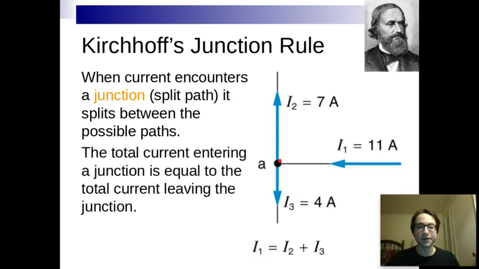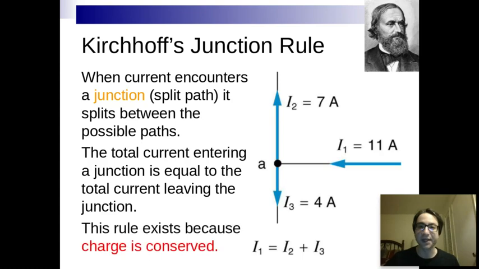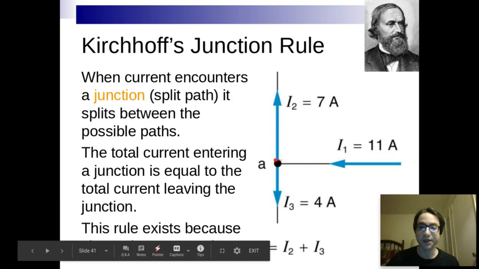As I said a minute ago, the total current coming into the junction is equal to the total current leaving the junction. So in this example on the screen, we have 11 amps coming into the junction, and then we have 7 amps going up and 4 amps going down. 4 plus 7 is 11. So all of the total amps, the total current, or the total charge from the electrons as they flow is conserved. And that is the basis for this law. Charge is conserved. If you have 11 amps coming into a junction, you're going to have a total of 11 amps in the circuit somewhere.